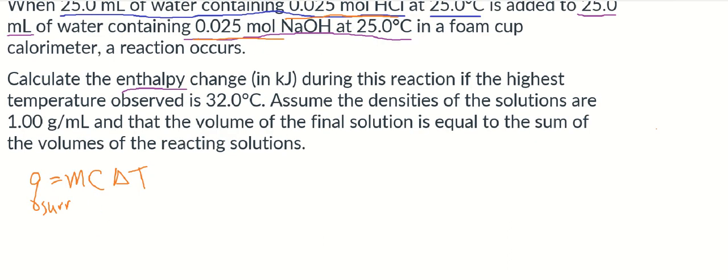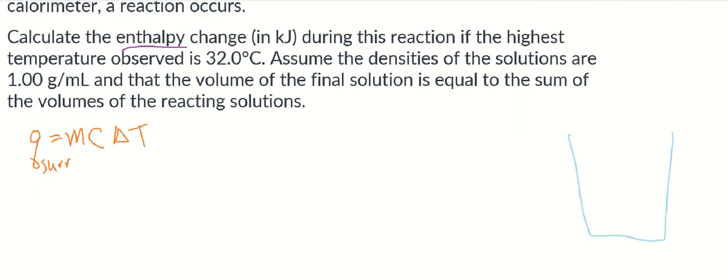Let me illustrate what's going on. All right, we have a foam cup and it has both these solutions mixed in it. And so the solution is almost all water, but the reaction is the system that we're interested in. The reaction right here is the system. The water that the acid and bases are in is the surroundings. All right, so the temperature change is given for the water, the surroundings. So we need to calculate the heat absorbed, in this case, by the surroundings. That's what the thermometer is measuring.